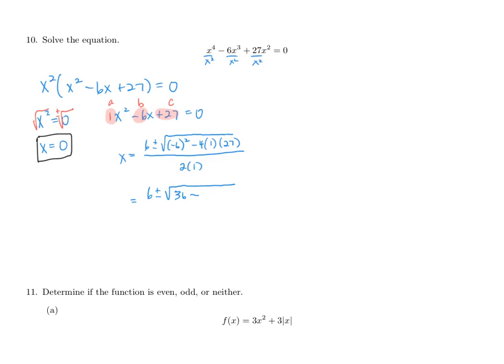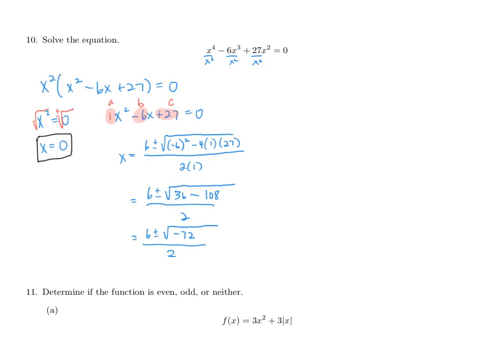That's going to be 108. Okay, over 2. And then I have to simplify what's under the radical. So 36 minus 108 is negative 72. So 6 plus or minus the square root of negative 72 all over 2. Okay, and so now we want to simplify what's under the radical.